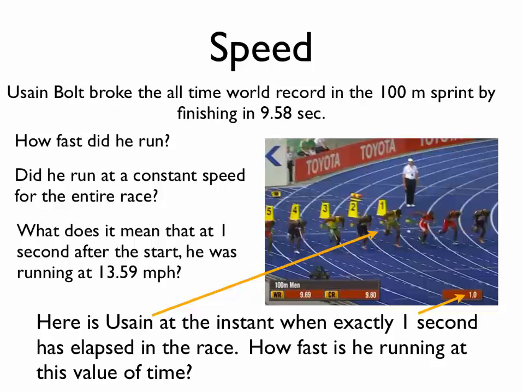Okay, so now let me change the question. I changed the question. How fast is he running in this moment of time? So this is going to be a definition for us. A moment of time. In this moment of time, he's running 13.59 miles per hour. So what do we mean by a moment of time?